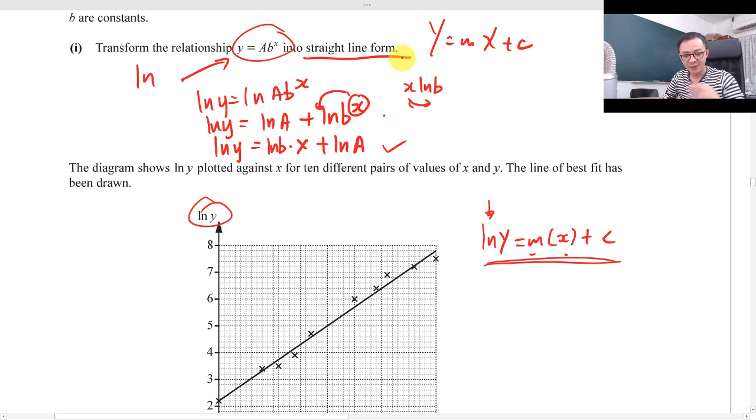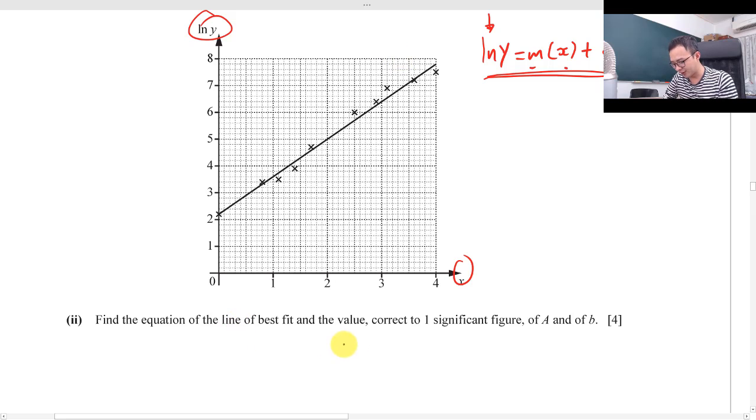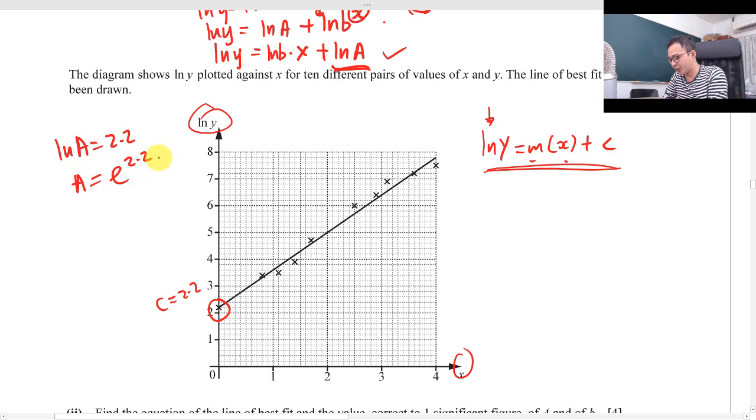So I already did that. So from here, find the equation of the line of best fit and the values of a and b correct to 1 decimal. So basically I need to know the equation. So from here I will need to find my m and c. First thing is from here I know my c, my c is basically equal to 2.2. This is my c, right? Ln a. So I say my ln a equals to 2.2. So if you want to find a, I will say it is e to the power of 2.2.